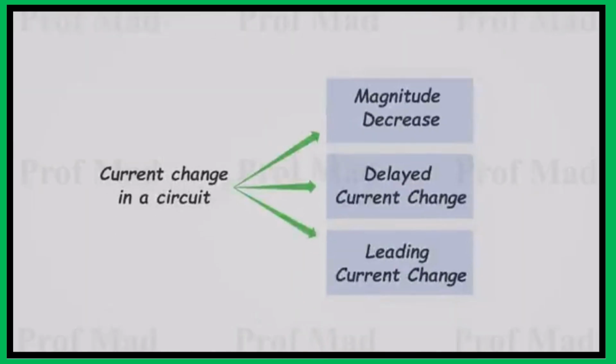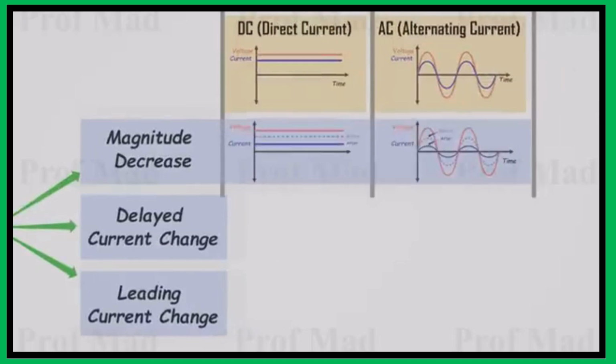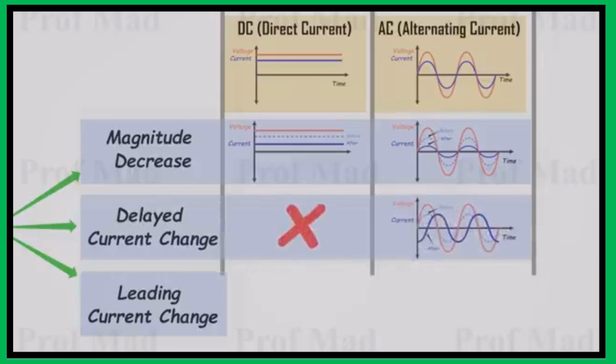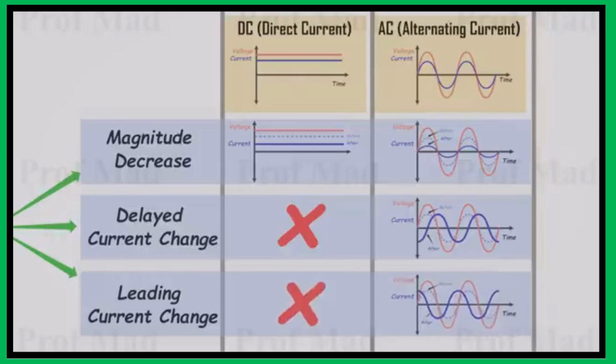We have now discussed three types of current changes in a circuit, and these changes depend on whether the type of current flowing through the circuit is AC or DC. The first type involves simply decreasing the magnitude of current, and it can be observed in both DC and AC circuits. In this scenario, current and voltage changes occur simultaneously. The second type entails current changes occurring after some time following a voltage change. This phenomenon is unique to AC circuits since in DC circuits, voltage remains constant. The third type involves current changing before a voltage change, and it is also exclusive to AC systems.